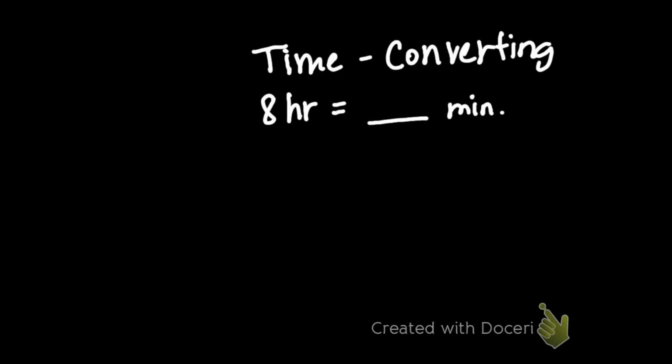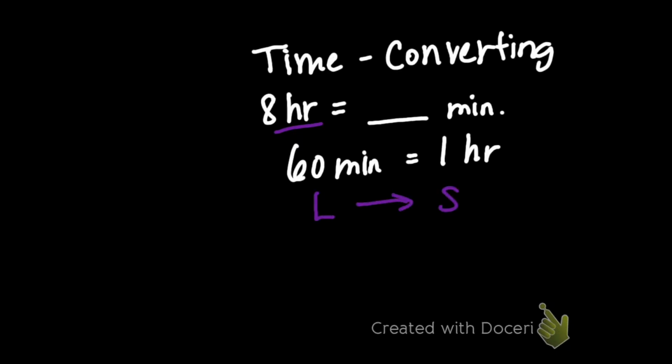Well, there's 60 minutes in 1 hour. That's a lot of minutes. So because there's so much in 1 hour, that means that I'm converting hours, a larger unit of measure, to a smaller unit of measure, which means we're multiplying. So I'm going to take my 8 hours and I'm going to multiply by 60 minutes.